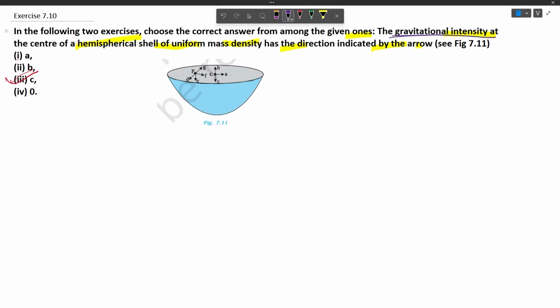Now gravitational intensity is defined as the force per unit mass of the body. Since it is the hemisphere, we can say that the mass is totally in the bottom side of this hemisphere. So obviously the force of attraction would be in the bottom side, and thus the gravitational intensity direction is in the bottom side. So for the point C, it is going to have the gravitational intensity in that direction. So C option is correct.